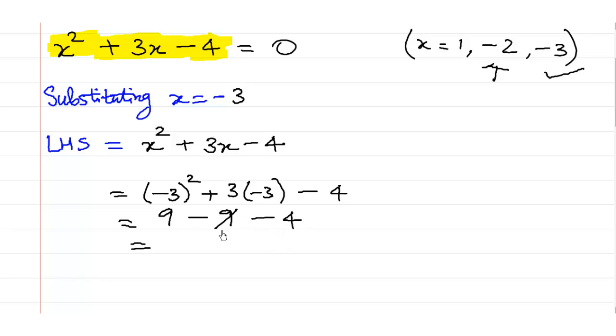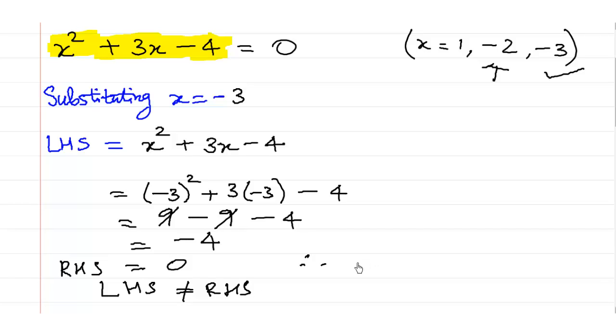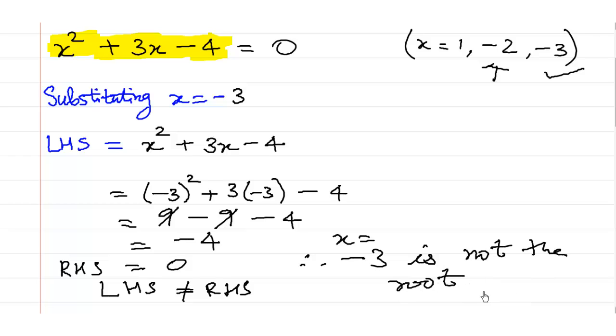So 9 minus 9 is 0. And we have a minus 4. And RHS is still a 0. So we can state that the LHS is not equal to the RHS. Therefore, x is equal to minus 3 is not the root of the quadratic equation. It's important to write this.